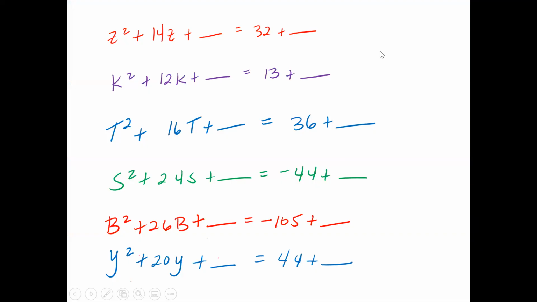Okay, so here you have a series of questions. What I want you guys to do is take the middle number, divide it by 2, and then square it, and I want you to put it at the end of these questions, and you're going to solve it. So at the end, you're going to tell me what is z equal to, what is k equal to, and there should be 2 answers. What is t equal to, and what is s equal to. So pause the video and solve for these questions.